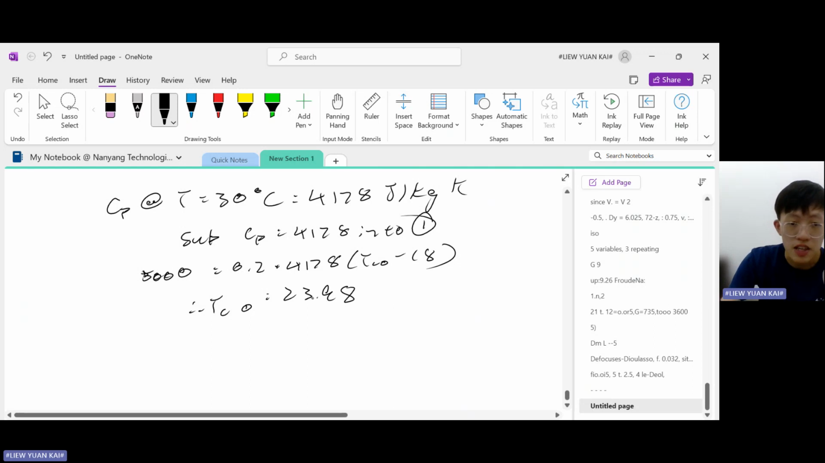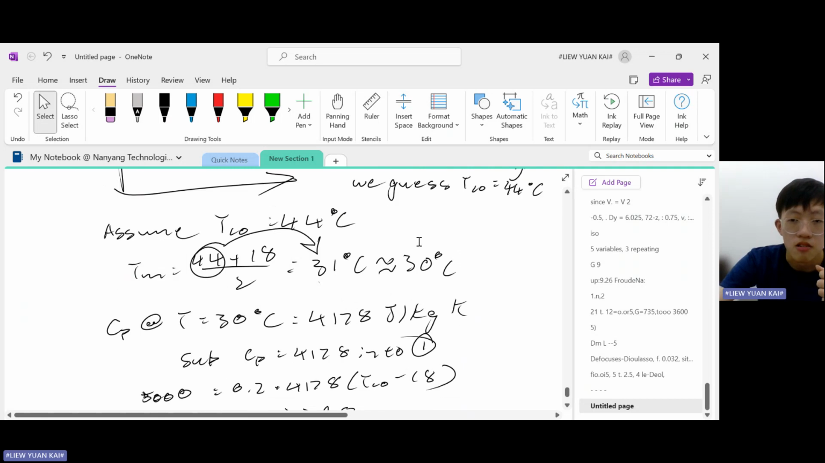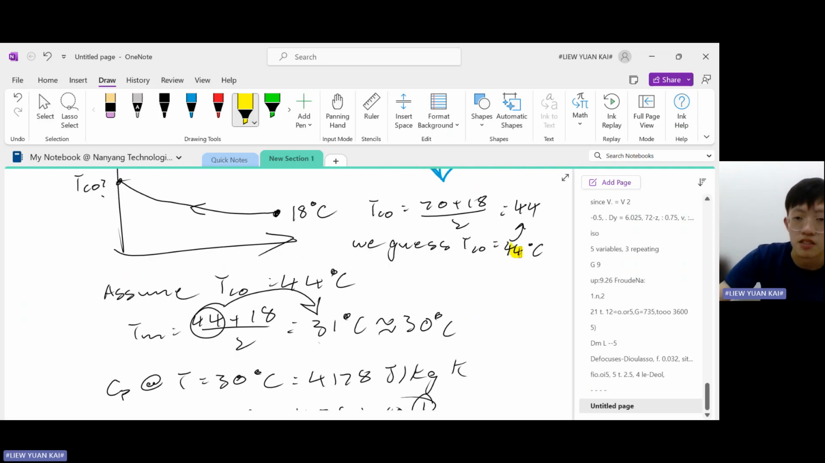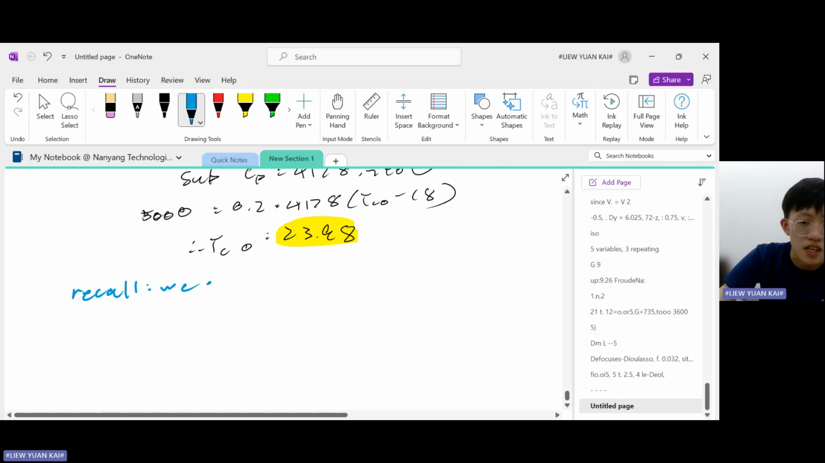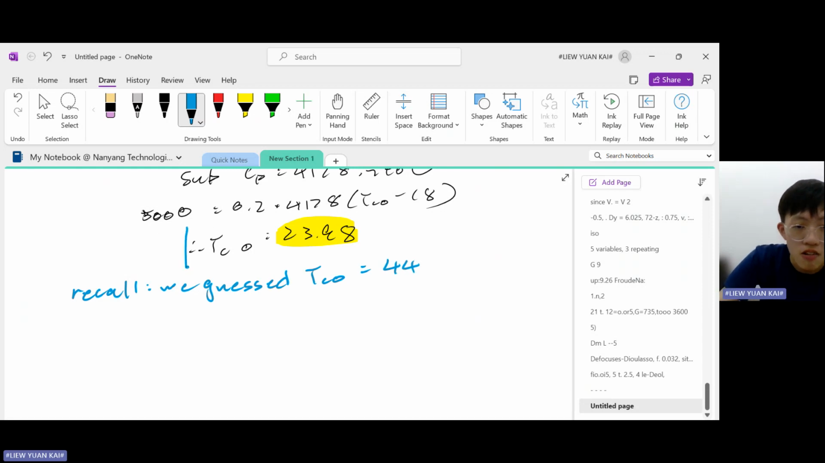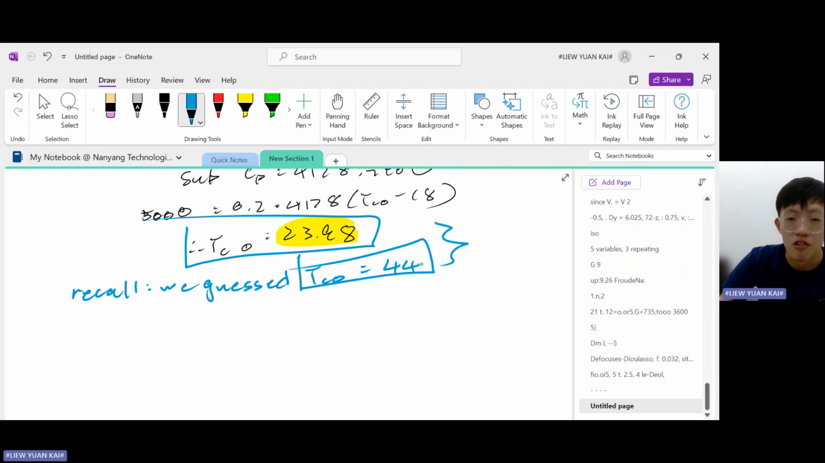Now, is this correct? How do you tell it's correct? You must compare it to the TCO that you guessed. The TCO that you guessed is 44 degrees Celsius, right? 44 degrees Celsius versus 23.98. Recall, we guessed TCO equals 44. Now, compare this to the TCO that you calculated. Are they close? I don't think so, right? They're not very close to each other.